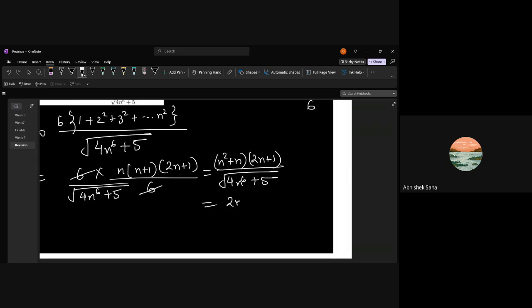2 n cube, and then we have things with n cube only. Here, what is the highest power in the denominator? n to the power 6, no, 3, because root of n to the power 6 gives n to the power 3. Root under 4 n to the power 6 plus 5, this is n to the power 3 as the highest, right? Yes.